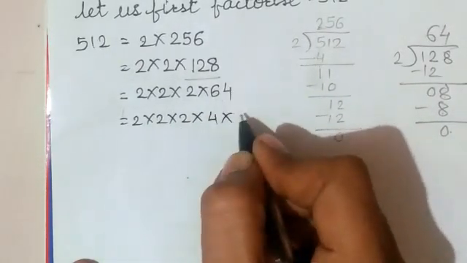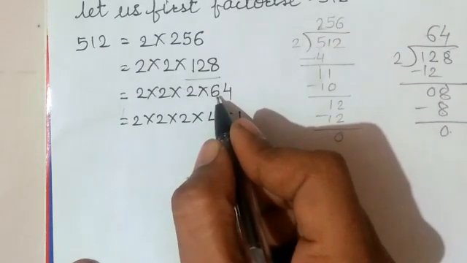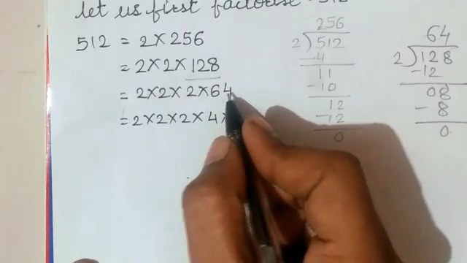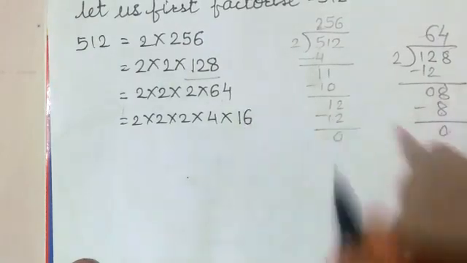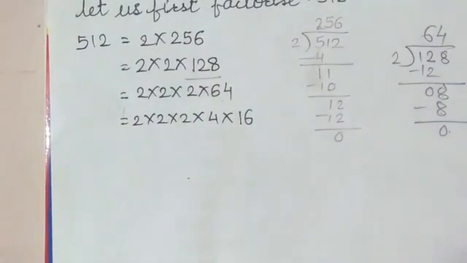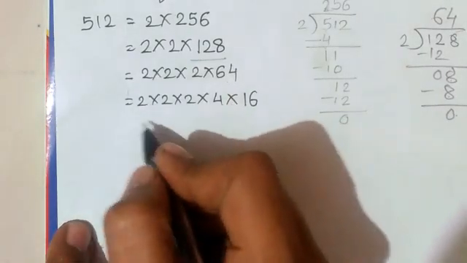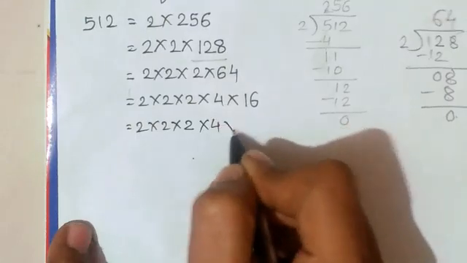4 will be there. 4 ones are 4. We will get the 2 remainder, 2 into 2, and the next number is 4. So we will get the number 24. Now 4 6s are 24. Again 16 we will get. We have to repeat these numbers again. 2 into 2 into 2 into 4 into.